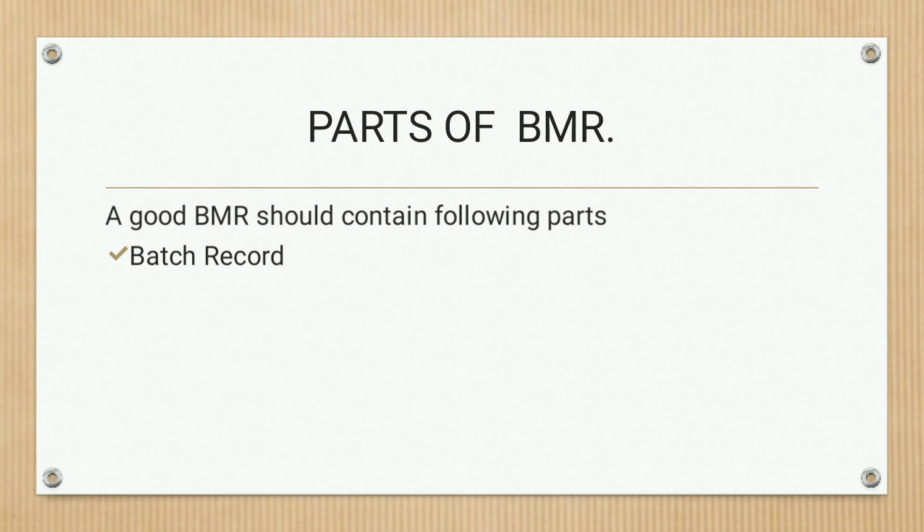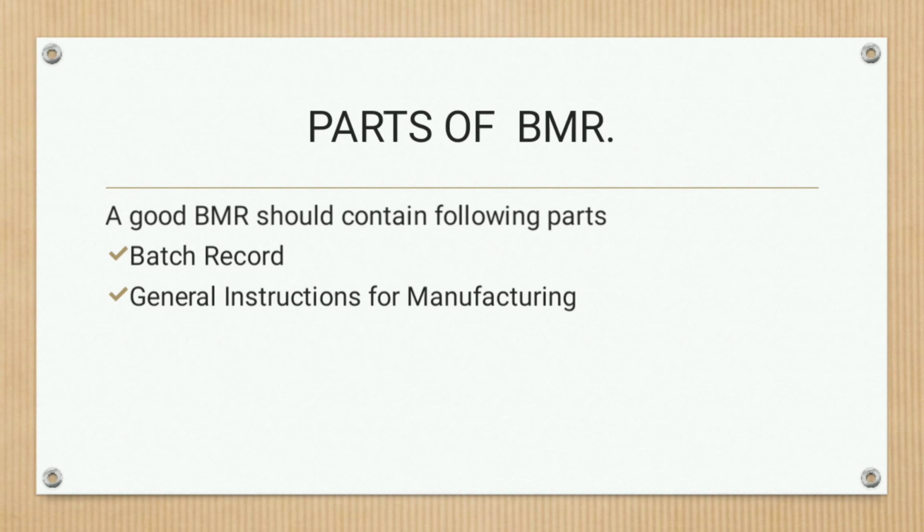Then after the batch record comes the general instruction for manufacturing. It gives general instructions regarding health and safety to the operator, and for the manufacturing chemist. Those should be followed during the manufacturing process regarding the material and equipment used during manufacturing.